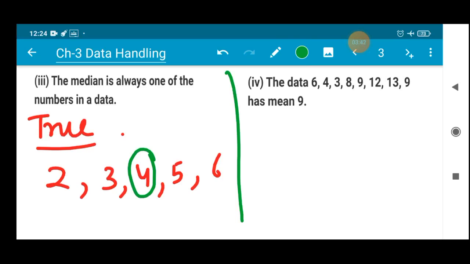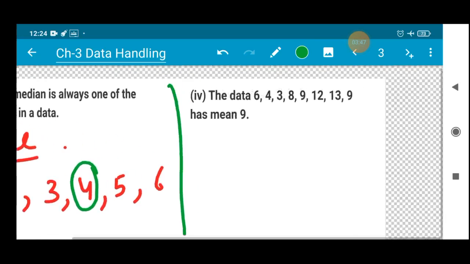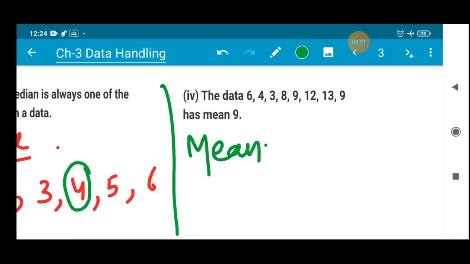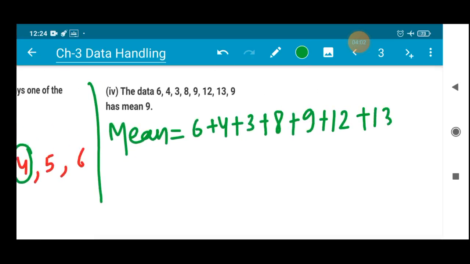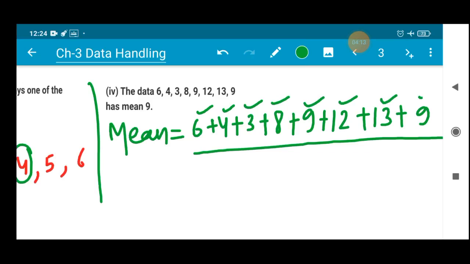Next, number 4: the data 6, 4, 3, 8, 9, 12, 13, 9 has mean 9. In order to check this, we have to find the mean. So 6 plus 4 plus 3 plus 8 plus 9 plus 12 plus 13 plus 9, divided by the total number of observations: 1, 2, 3, 4, 5, 6, 7, 8. So 8. When I add this, I get 63 divided by 8.